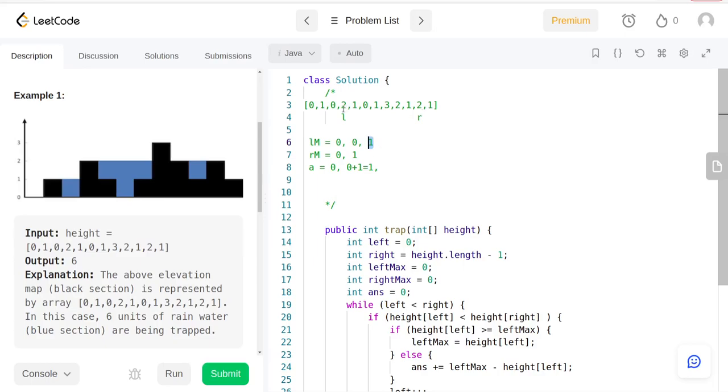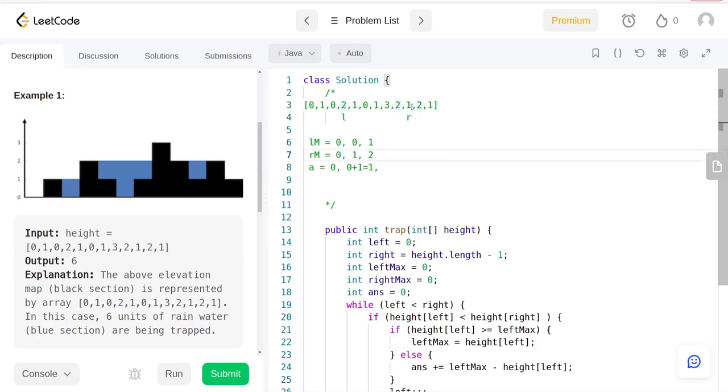So again, is the left hand side less than the height of the right index? No, it is not. It is equal. So this time we only want to process the right hand side. That being said, is 2 this time greater than the maximum right you have seen so far? So we're going to update that and decrement it.